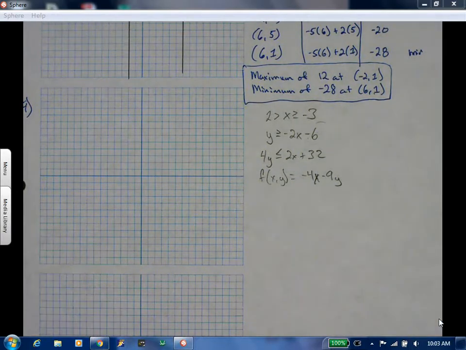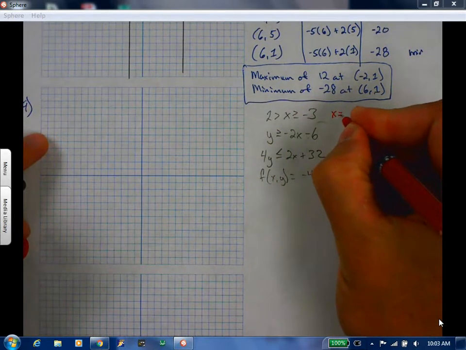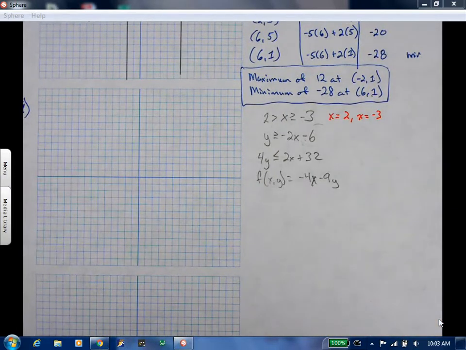So that first one, where are our vertical lines at? 2, negative 3. So you see that? You're just like, okay, it's an x. X-intercepts means they're going to be vertical. So at x equals 2 and x equals negative 3, those are your vertical lines. And we're going to be between those two.